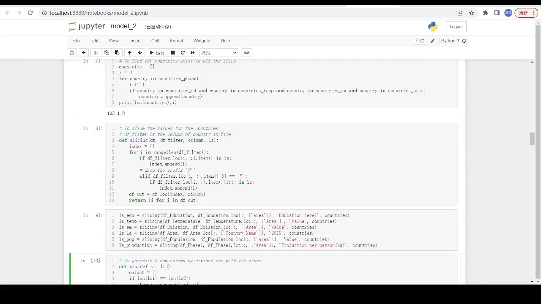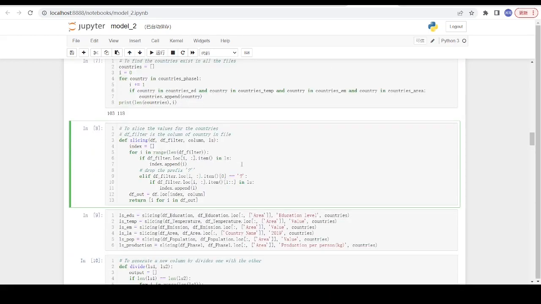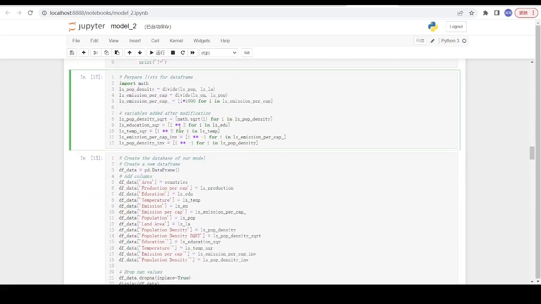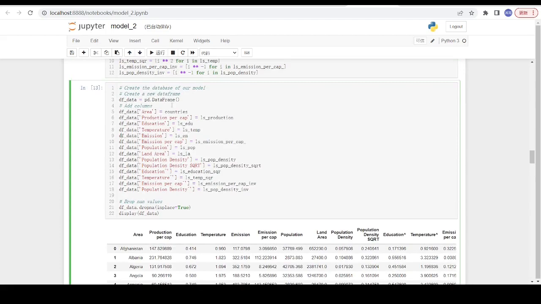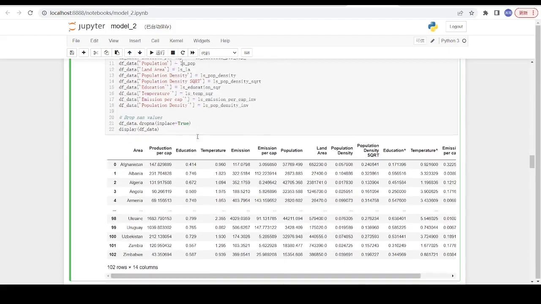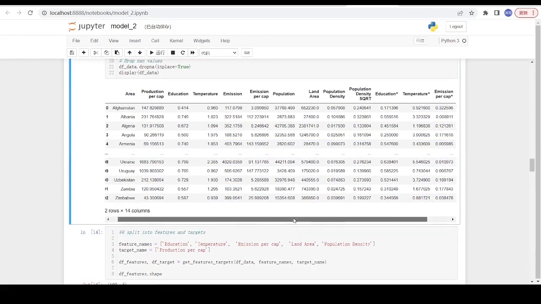And then we write a function to select the specific values for the country we selected. And this is a function we wrote to generate a new column by dividing one with the other. For example, we can calculate population density by taking the population and dividing by land area. Then after preparing all the lists, we create a new data frame and put in all the information after we clean up, to form a database for the multiple linear regression.